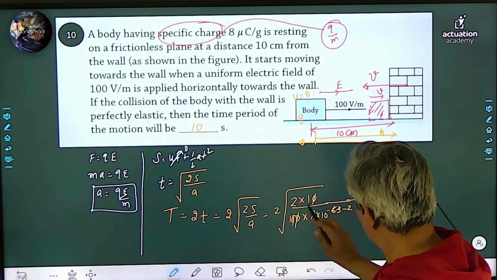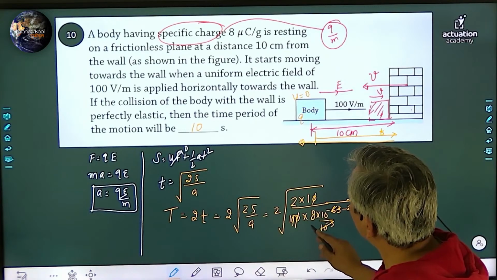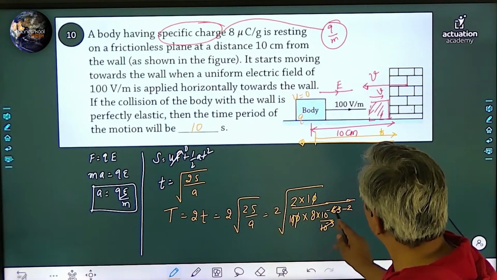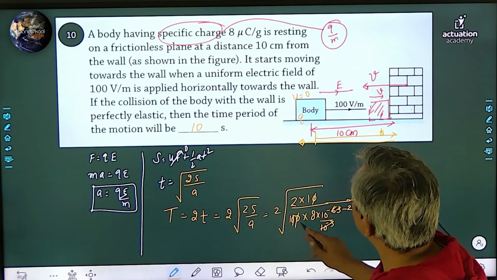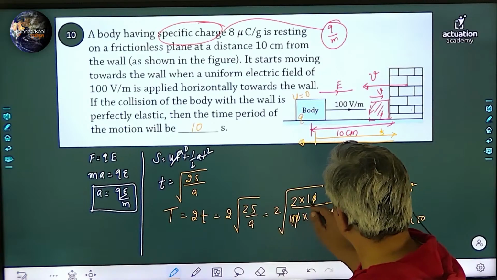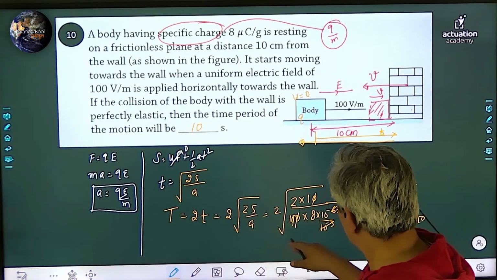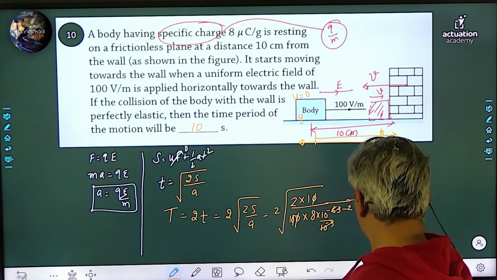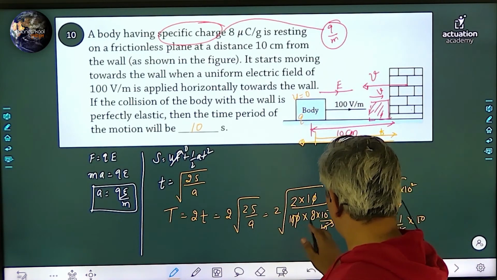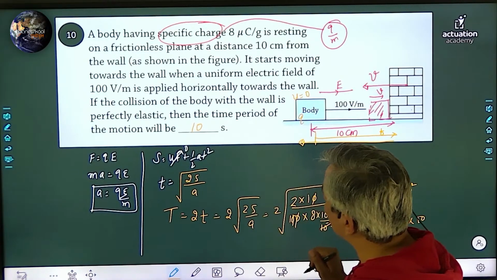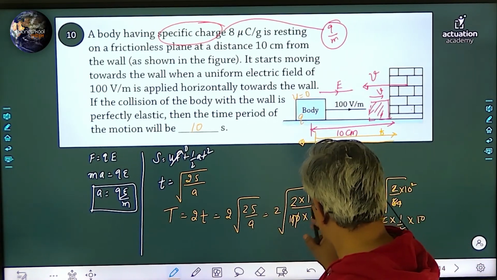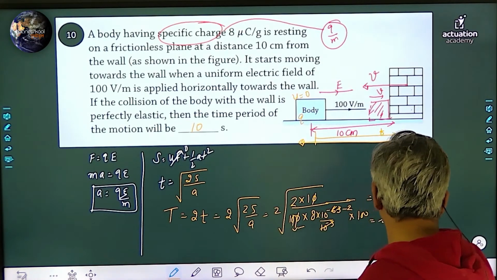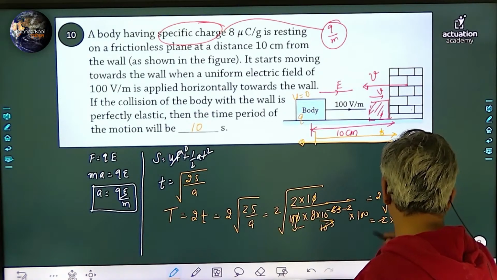This is 8 microcoulomb. 8 micro is Q by m, 8 by 10 raised to power minus 3, and s is 10 by 100. QE is 100 volt per meter, and this is 10 centimeter. Oh, this was 40 centimeter. Okay, so I can write here 100, and this will go off.